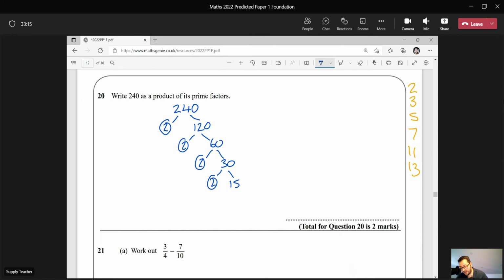Now at this point I can't divide by 2, so I look back on my list, the next number's 3, and I can divide this by 3. So 15 is 3 times 5, which is another prime number, so I'm done.